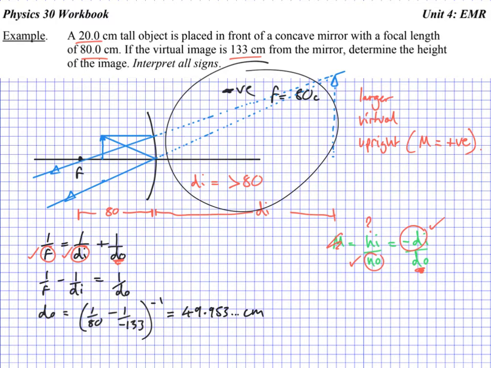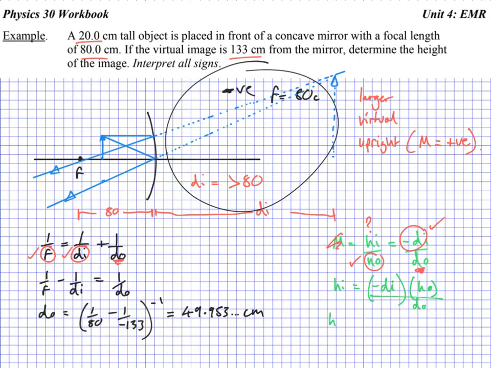Okay, let's keep going now. We need to now use the DO value to come over here, and then we're going to solve for the height of the image. So what have we got? Well, height of the image now. Let's just rearrange this. So the height of the image is going to be the negative DI, which I'm going to keep as a negative there, multiplied by the height of the object, which is a known value from the question, divided by this DO that I just calculated.